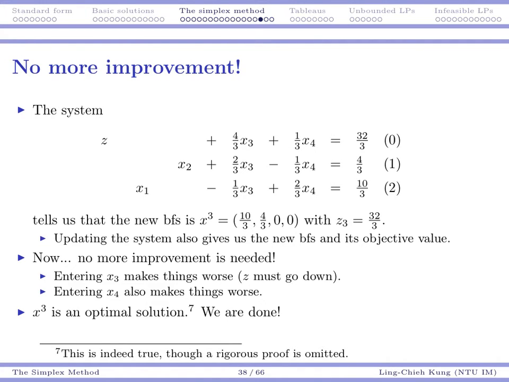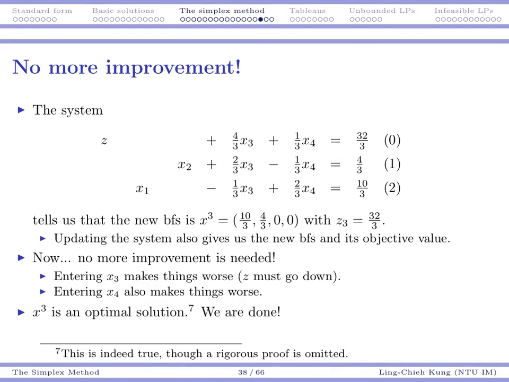And also, at this moment, if we want to do one more iteration for improvement, we check x3 and x4 because they are candidates. But if we increase x3, z would go down. If we increase x4, z will also go down. So that means entering either variable is bad, and that means the current solution is optimal. We are done. This solution is optimal because no other non-basic variable should enter the basis, because none of them is going to increase the objective value. Okay, so that's the idea.